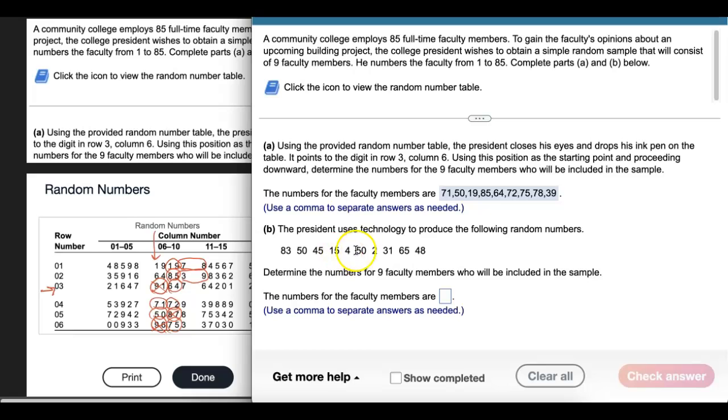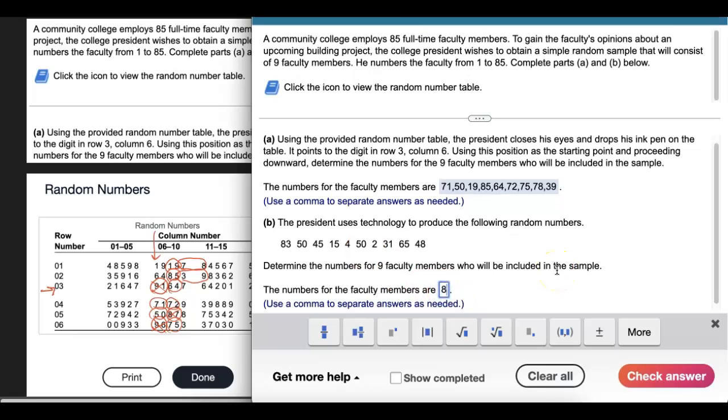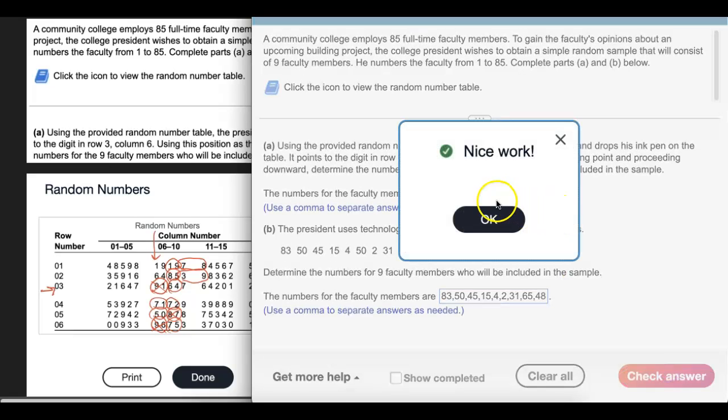At first glance you might think, okay, I'll just list the first 9. But the problem with that is that 50 is repeated. And so I don't want repetition here. That's like saying I'm picking one person 2 times to serve in a committee. That doesn't make a lot of sense. So I'm going to pick the following numbers, 45, 15, 4, but I'm not going to pick 50 again because 50 was already listed there. And then 48. So that should be 9 values and 9 faculty members.